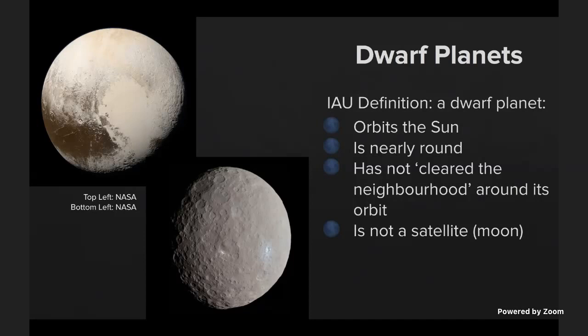Pluto, which is a small body, usually beyond Neptune's orbit, does not have a clear orbital path. It has not cleared its neighborhood and therefore cannot be considered a planet. There are several other dwarf planets in our solar system, with one of them being Ceres in the asteroid belt, and there are many more in the Kuiper belt beyond Pluto's orbit.